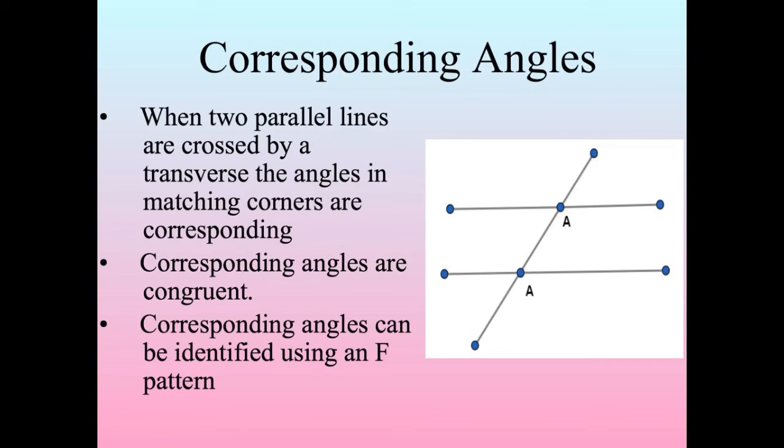The next angle relationship that you need to remember are corresponding angles. When two parallel lines are crossed by a transversal, as seen here, the angles in matching corners are corresponding angles. Corresponding angles are congruent to each other, and we've also talked about them in class as the F pattern angles, as they make a pattern F when you trace them as such.